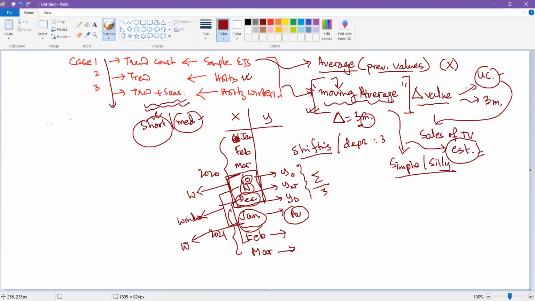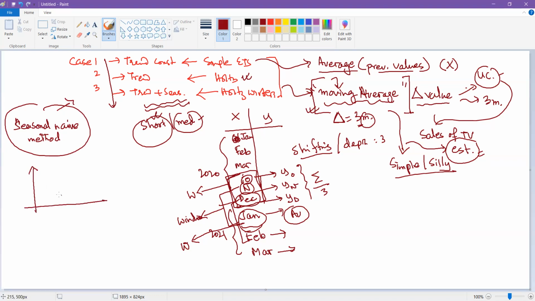What that something more means is that statisticians came up with a new method, also known as the seasonal naive method. What the seasonal naive method says is that if, let's say, I have seasonality in my data, and I've already detrended it, and this is my 1 year of data, this is the next year of data, this is the second year of data, this is the third year of data, and so on.